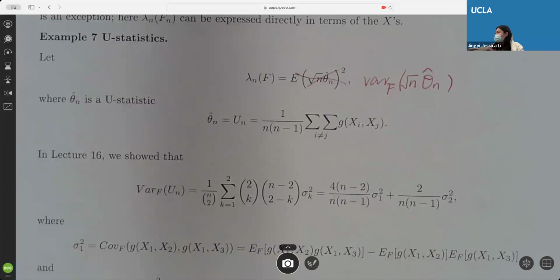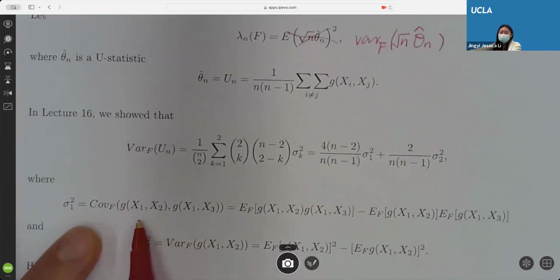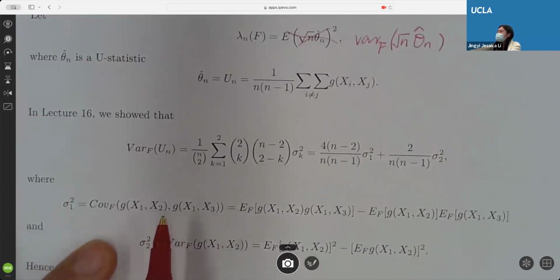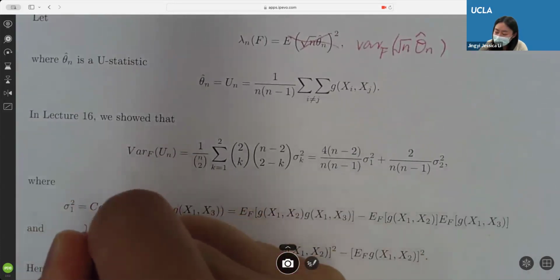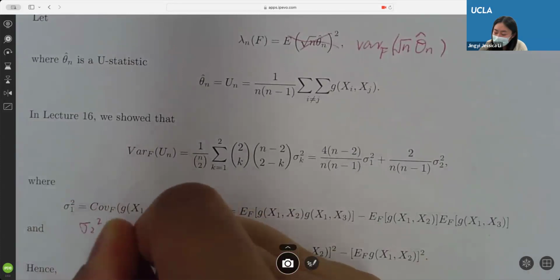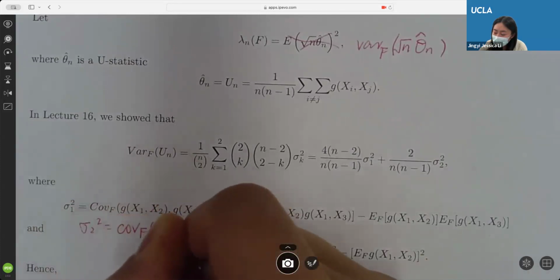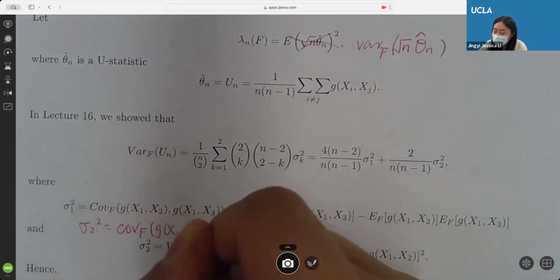The sigma 1 squared is that we're calculating the covariance of the G function where x1 and x2, and x1 and x3, they share the x1 and they differ in the second entry, right? This x2 and x3 are independent. This is how we define sigma 1 squared. And sigma 2 squared is defined as the covariance where the G functions, both entries are identical.